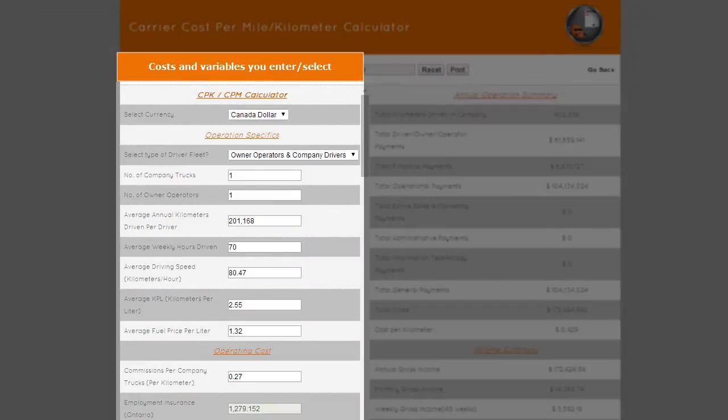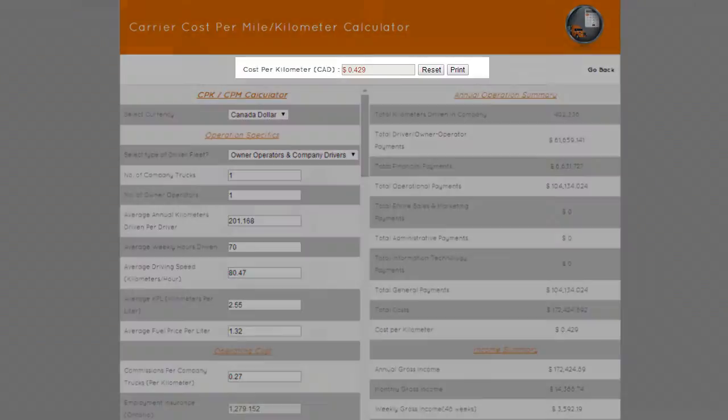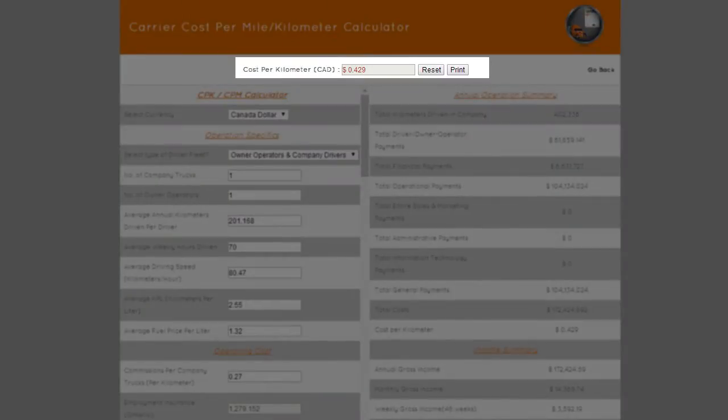In the left column, you will find all the different categories of costs, and on the right, you will see an annual summary for your operation as well as an income summary. The figure in the CPM CPK field is the final output cost per mile or cost per kilometer. As you are entering values in the fields below, this amount will change to reflect that.